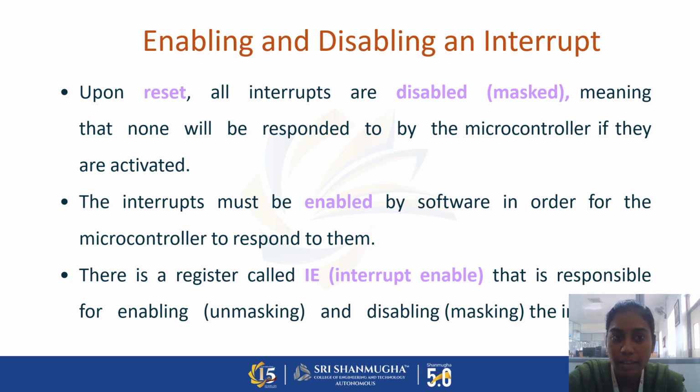So the IE register is used for enabling and disabling an interrupt. Upon reset, all interrupts are disabled, that is, masked. Masked interrupts will not be performed, meaning none will be responded to by the microcontroller even if they are activated. The interrupts must be enabled by the software in order for the microcontroller to respond to them. There is a register called the interrupt enable register for masking and unmasking the interrupts.